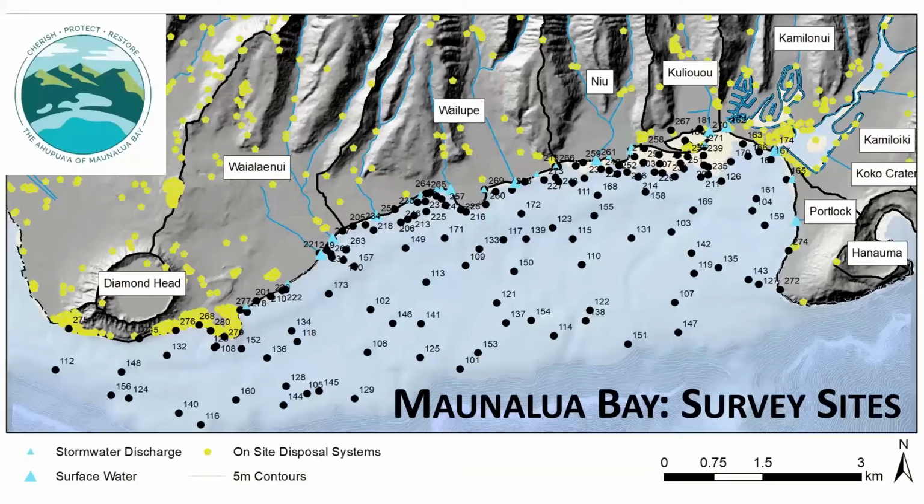And we measured water quality at 178 locations. The little yellow dots there are all of the cesspools or on-site disposal systems. So you can see they're quite extensive throughout the entire watershed.